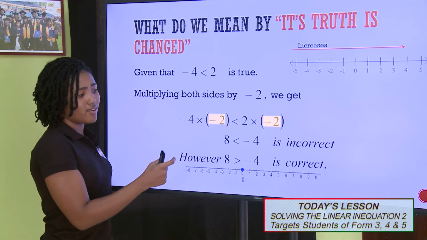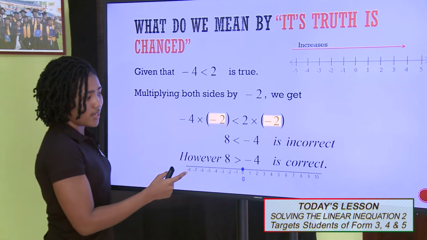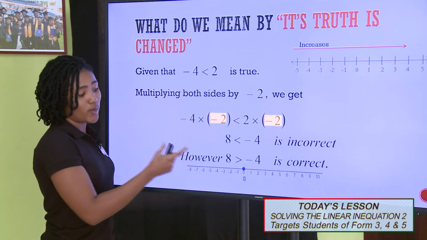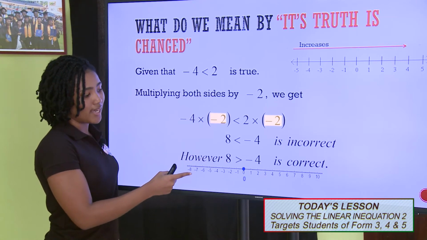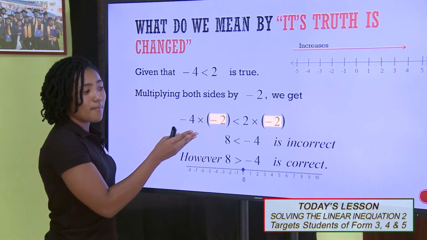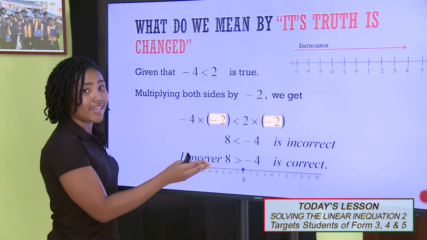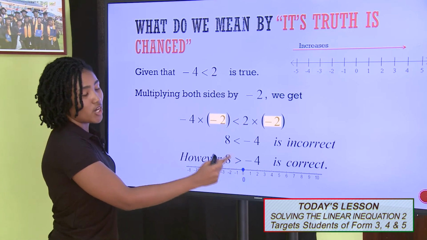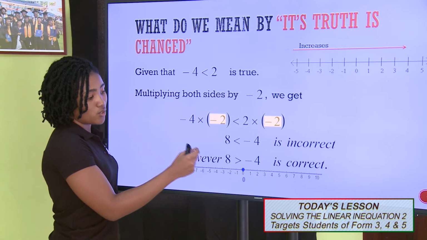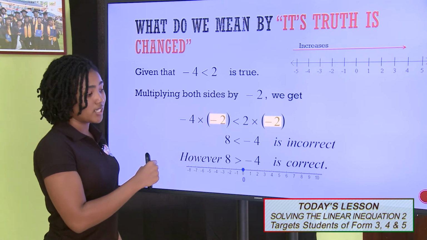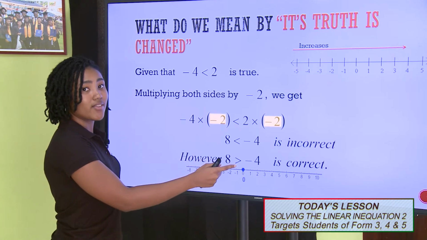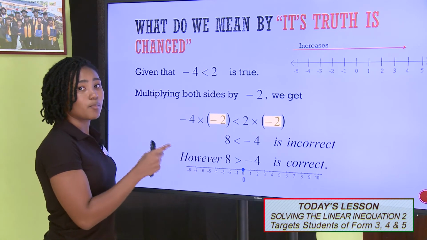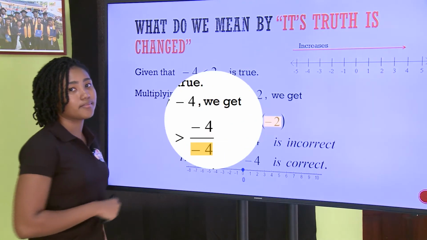And remember I said that is false because negative 4 could never be greater than 8. And we explained that on the number line. Now, in order to make that statement correct, we have to change our symbol to the greater than symbol. So now our correct statement reads 8 is greater than negative 4. And of course, we have our number line to support this statement.